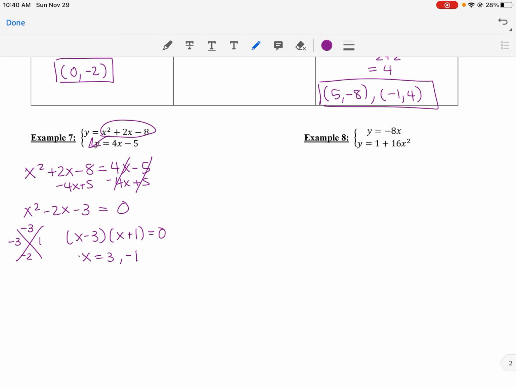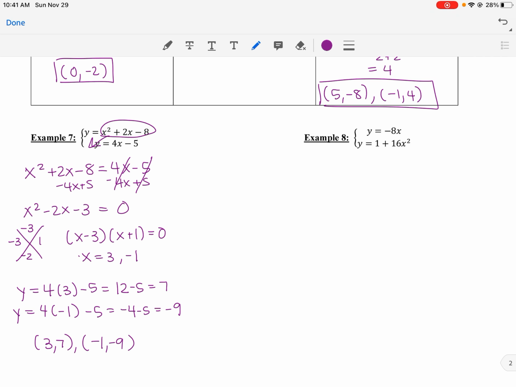And you're probably feeling pretty proud of yourself, but we're not quite done yet. Remember, you've got to find out what the y values are. So y equals 4 times 3, because that's what we just found x is, minus 5. So we get 12 minus 5 is 7. Same thing, but this time when x is negative 1. So 4 times negative 1 minus 5. Remember, you could use either equation. I'm just using the linear because it's a little easier to plug things into. So then we get negative 4 minus 5 is negative 9. So we have 2 solutions: (3, 7) and (negative 1, negative 9).